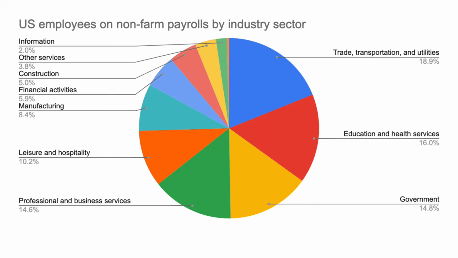The next visualization is a pie chart, and this is showing us the U.S. employees on non-farm payrolls by industry sector. And we're looking at fractions here. What percentage of the total lives in each of these super sectors? And we see that trade, transportation, and utilities is the largest industry sector at 19%, followed by education and health services at 16%, and then government at 15%. So we're talking nearly 50% of the workforce just in these three buckets. And then it goes downward from here.